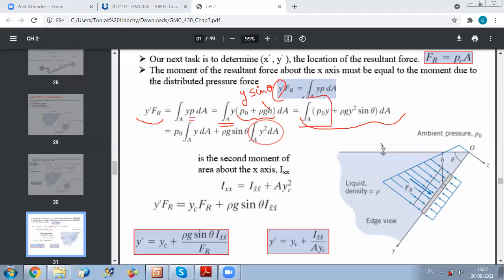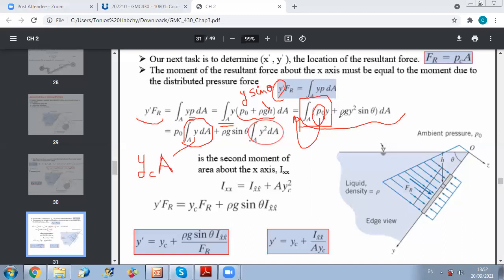For the first one, I'm doing the integral over the area of P0Y. Since P0 is the pressure at the surface, it's a constant. I take it outside of the integration, and I will get P0 integral Y dA. And again, this is the first moment of area, which we can replace by Y at the centroid times A. Now, what about the second term?